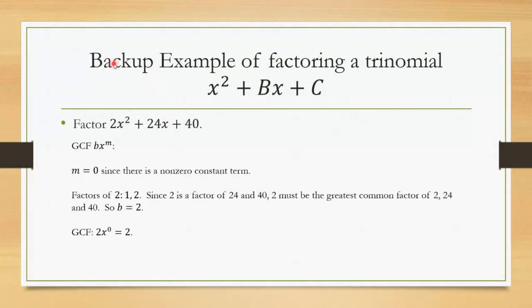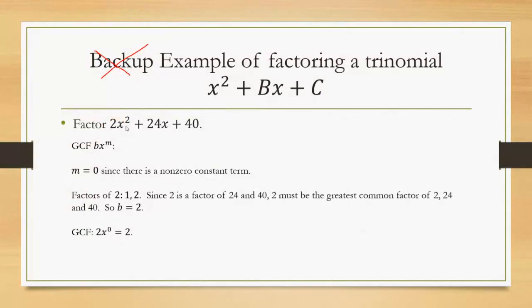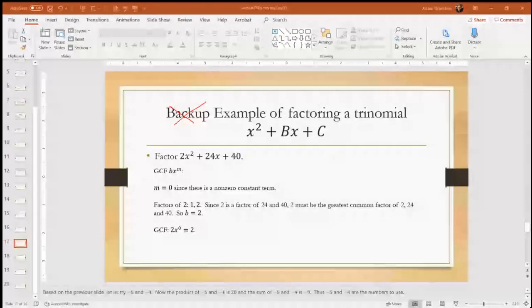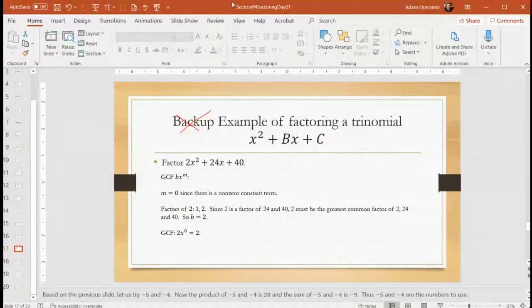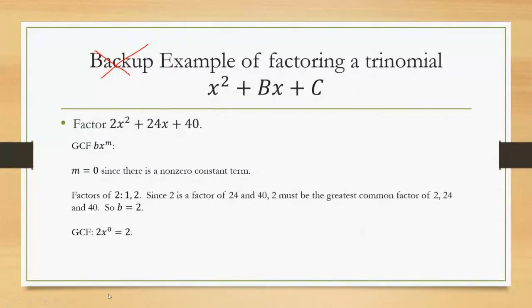Now, here's another one. This was originally a backup one, but it's not really backup anymore because we have plenty of time to do it. All right, so now this one here, what we're going to do is factor this. Let me just check something. So now what we want to do is factor this, 2x squared and so on, plus 24x plus 40. Oh, wrong one.